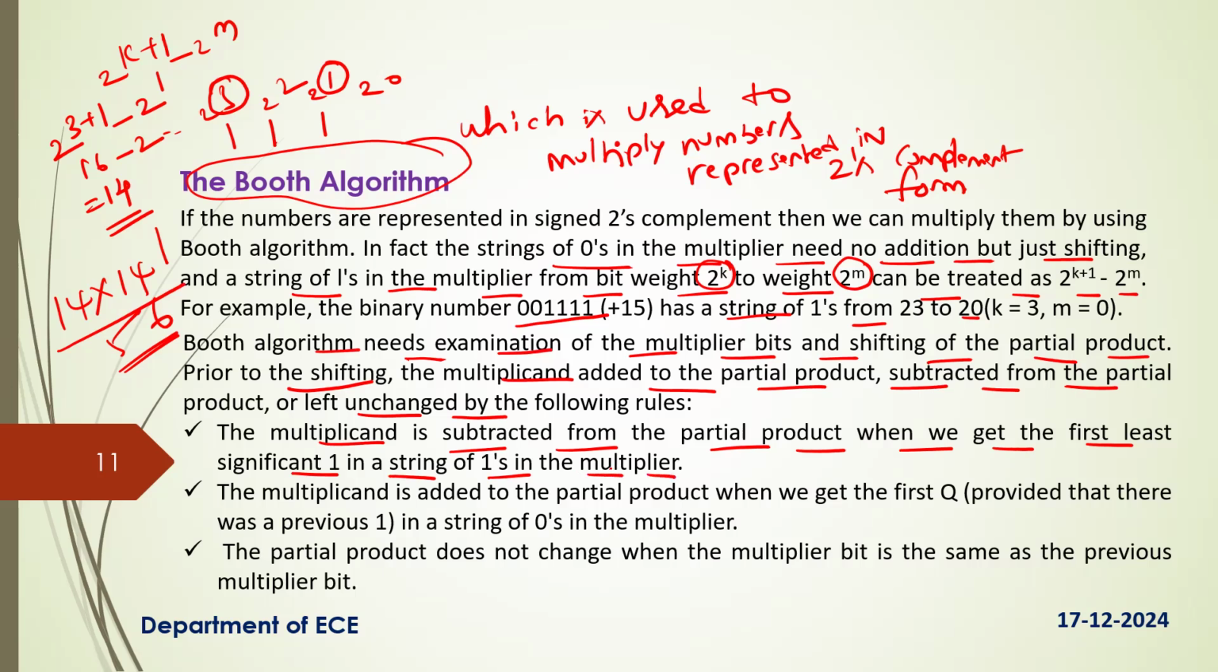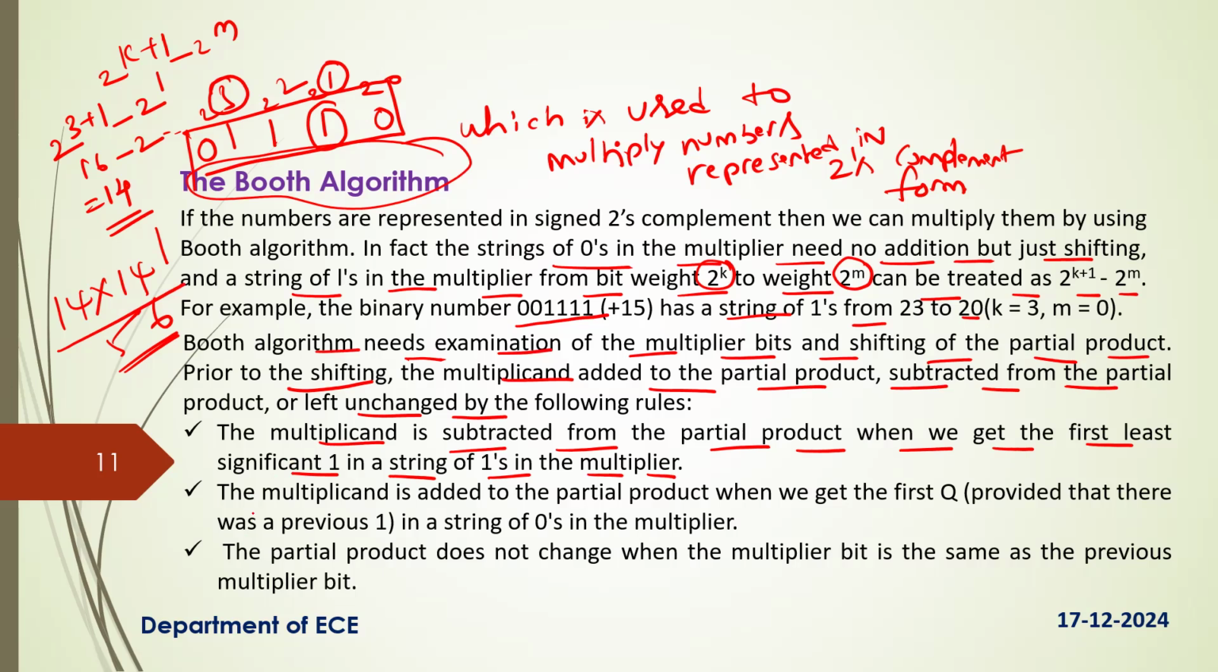The string of ones is nothing but consecutive ones. Suppose the multiplier is 0, 1, 1, 0. This is the first one encountered in a string of three ones. Whenever that one is encountered, the multiplicand is subtracted from the partial product.